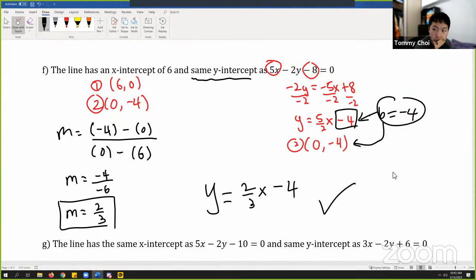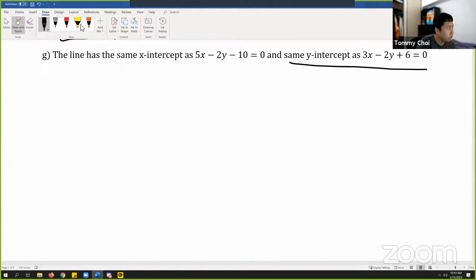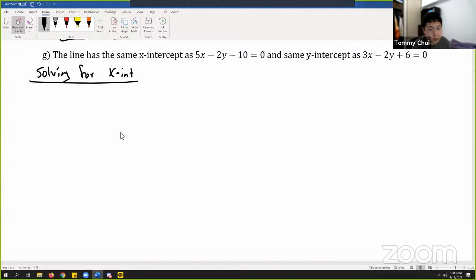Our last one, G. This was a long one. This was a tricky one. I would like everyone to pay attention for this one. We have the same x-intercept as this one and the same y-intercept as the second equation. Okay, let's work with our x-intercept first. Let's solve for the x-intercept first here.